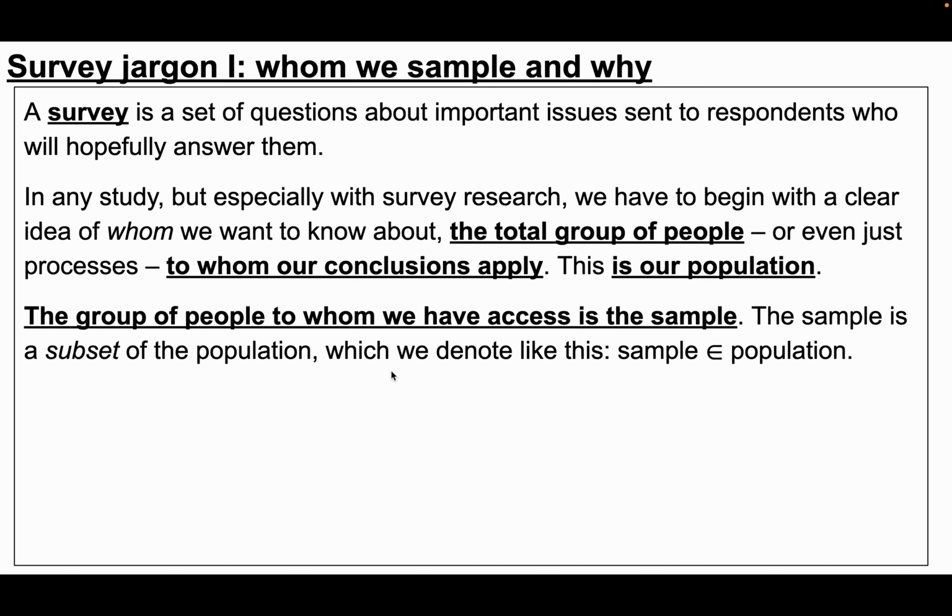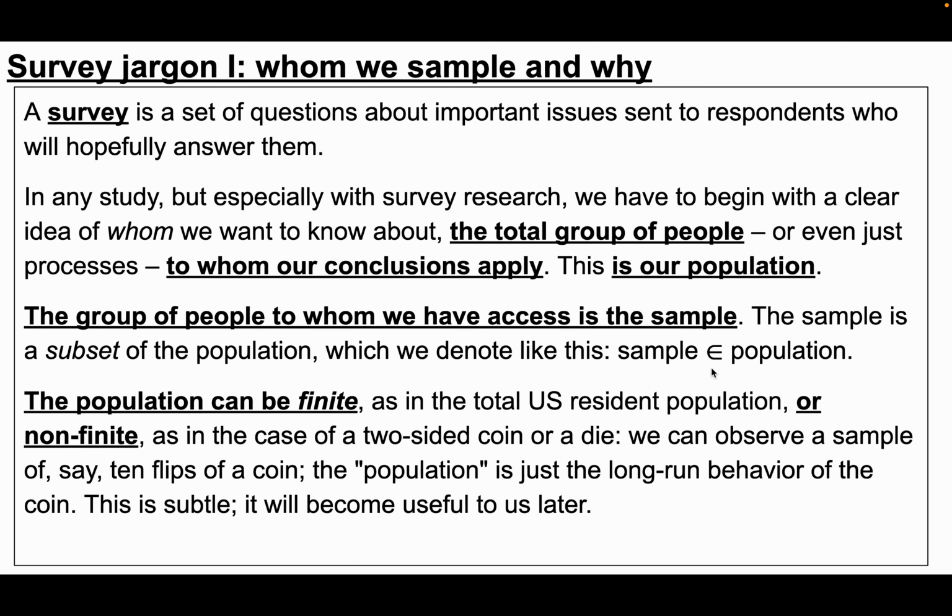In general, the sample should be a subset of the population, though that would be ideal. And we denote it using this terminology here, which you'll sometimes see, that the sample is a member of, that's what this notation means, a member of the population. This is a wacky looking version of a Greek epsilon, which has to do with the Greek word for "is," just so you know.